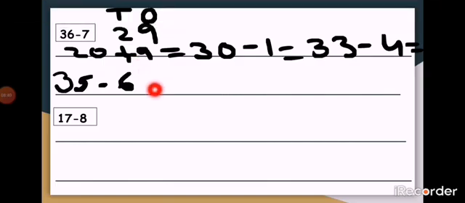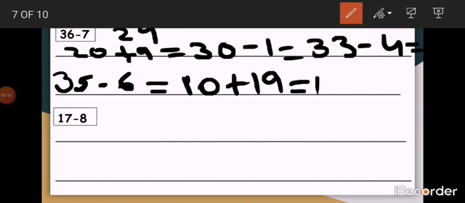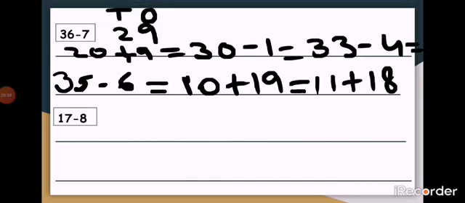So can you tell me one more addition calculation? Yes, you can write 10 plus 19. You can write 11 plus 18 and so on. Now look at the next number. 17 minus 8. Again a subtraction sentence.